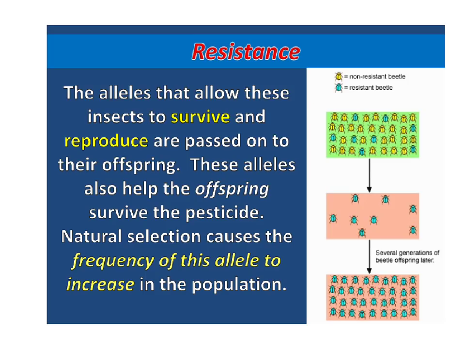So the alleles that allow these insects to survive and reproduce are then passed on to their offspring. These alleles also help the offspring survive the pesticide. So natural selection causes the frequency of the allele to increase in the population, and that allele is the pesticide resistance allele. Some of them are just naturally going to be resistant, and if those are the ones that survive and reproduce, then the whole population will eventually be immune or resistant to the pesticide.